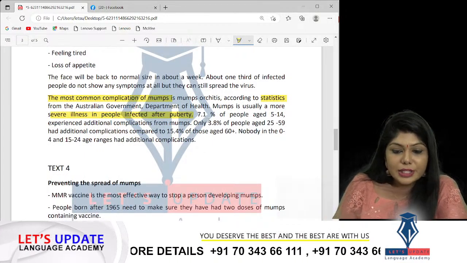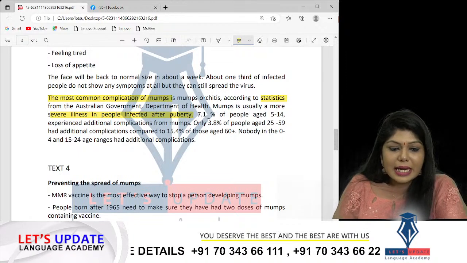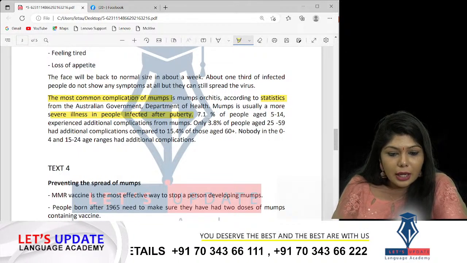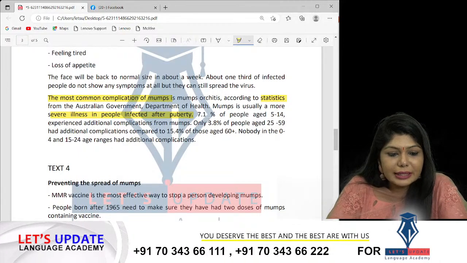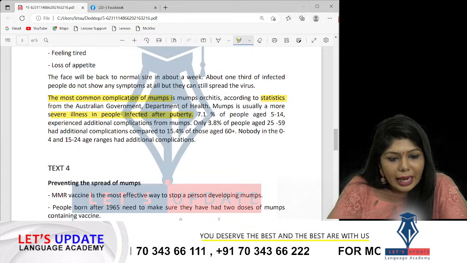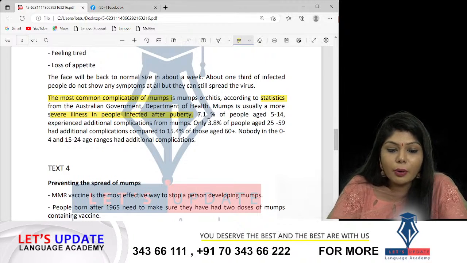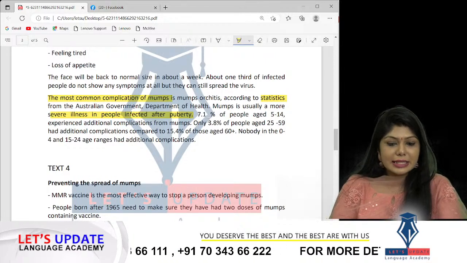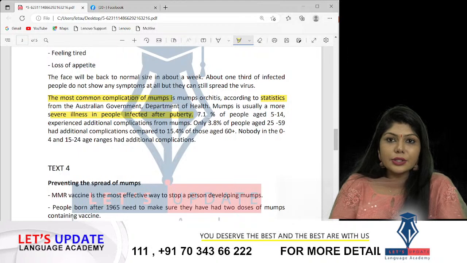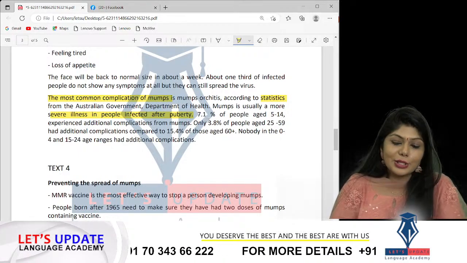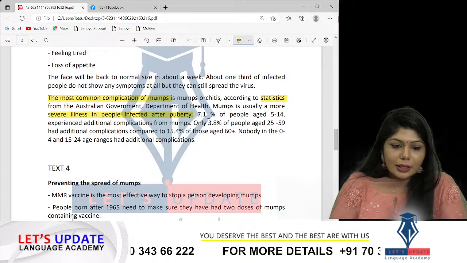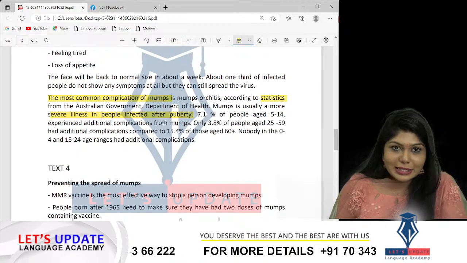7.1% of people aged 5 to 14 experienced additional complications from mumps. Only 3.8% of people aged 25 to 59 had additional complications compared to 15.4% of those aged 60 plus. So nobody in the 0 to 4 and 15 to 24 age ranges had additional complications. So that is about text C or text 3.